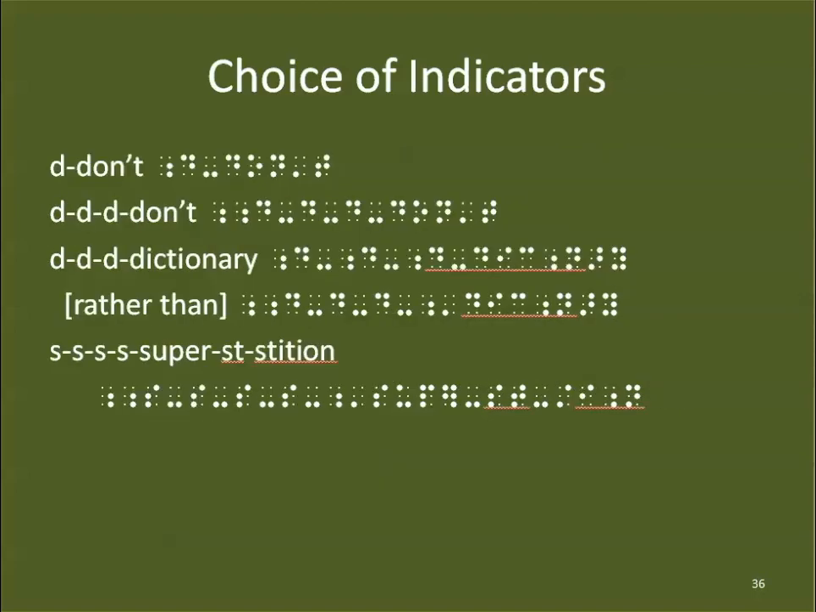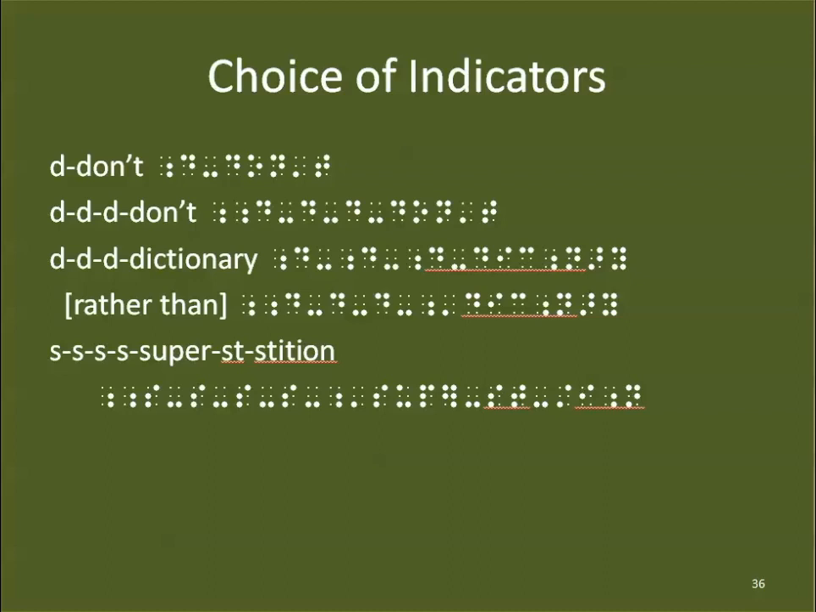Here are some more examples. We have don't. There's only 1 D, so we're using just the symbol indicator in front of that 1 D. Then we have a hyphen, and don't doesn't have any Braille contractions, so we don't have to worry about that. The next example is don't. We have 3 Ds now, and so it makes sense now to use the grade 1 word indicator instead of individually marking each one with a grade 1 symbol indicator.